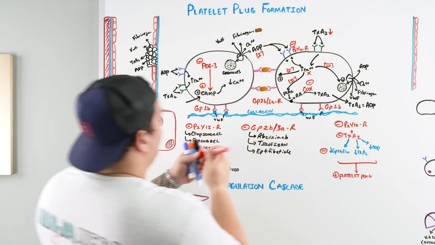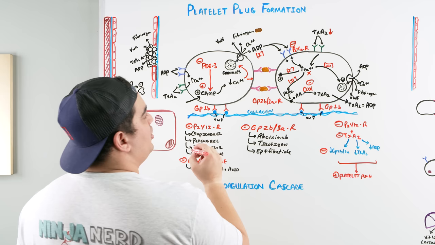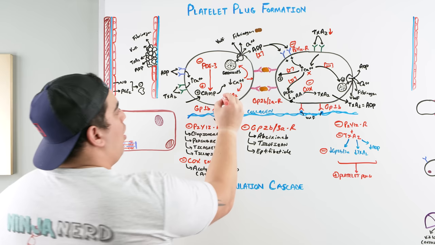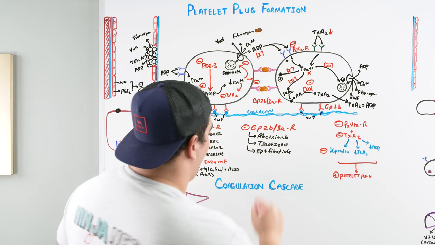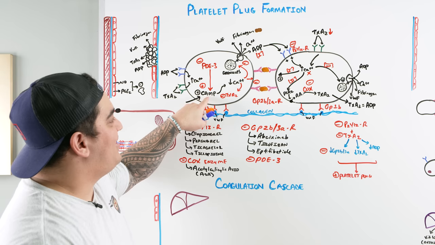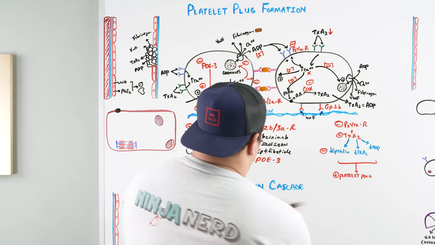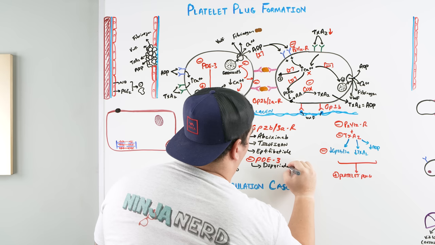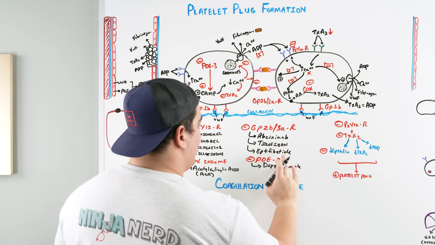If I lower the intracellular calcium, my friends, what can I now not do? I can't stimulate the granules. I can't stimulate the GP2B3A receptor proteins, and I can't stimulate thromboxane A2 formation. So all of these things will be inhibited, and I won't be able to potentiate the platelet plug. So this is where you can inhibit the PDE3 enzyme and lead to activation of cyclic AMP, which decreases your intracellular calcium. There's two particular drugs in this category, and this is called dipyridamole, and another one is called cilostazol.